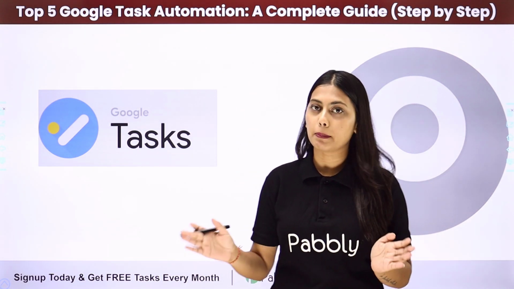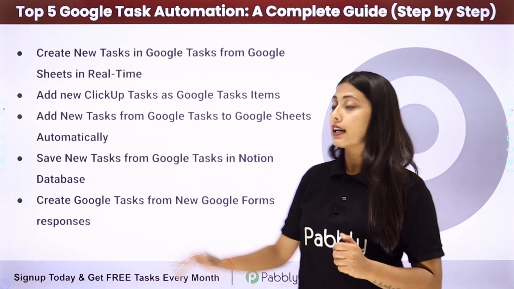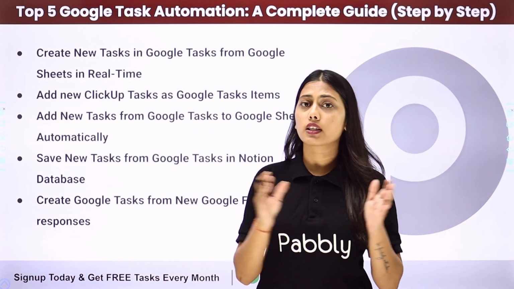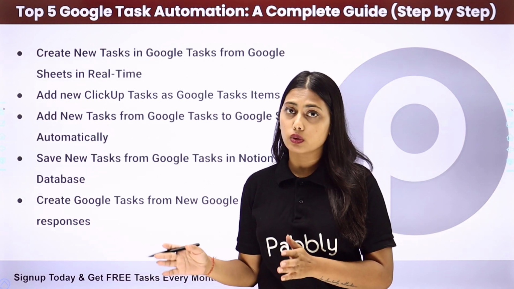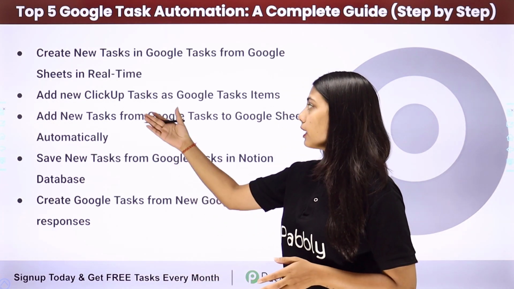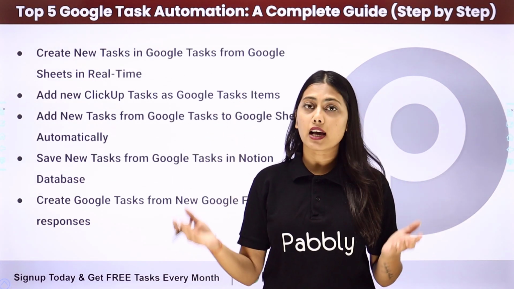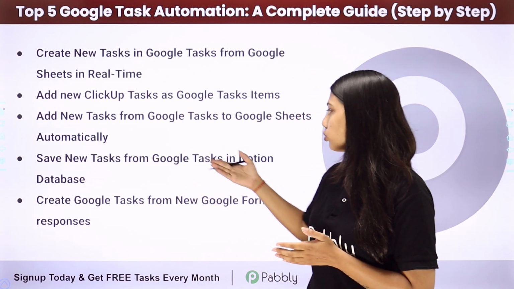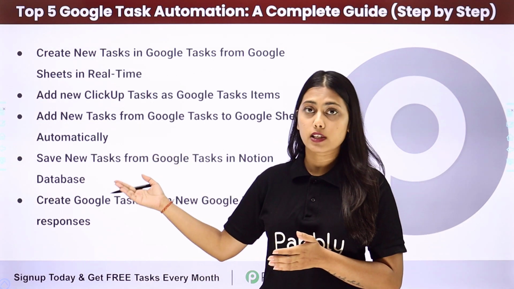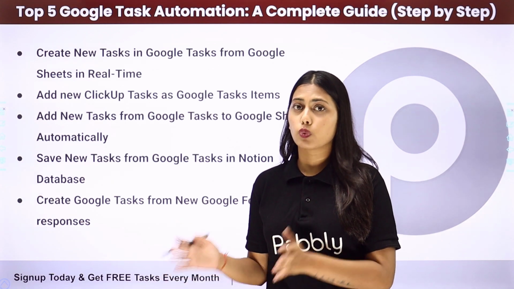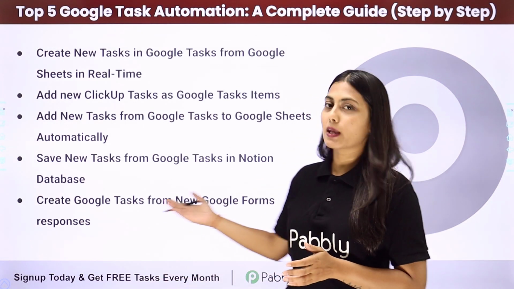and integrate with multiple applications. So what you can do is connect Google Sheet and Google Task in such a way that you can create tasks in Google Task with the help of the items in Google Sheet and also do vice versa. Then you can also integrate ClickUp and Google Tasks to balance the task at both the places. Secondly, you can save new tasks from Google Tasks in Notion database as well. And then in the end, you can also create items in Google Tasks with the help of Google Form submissions.